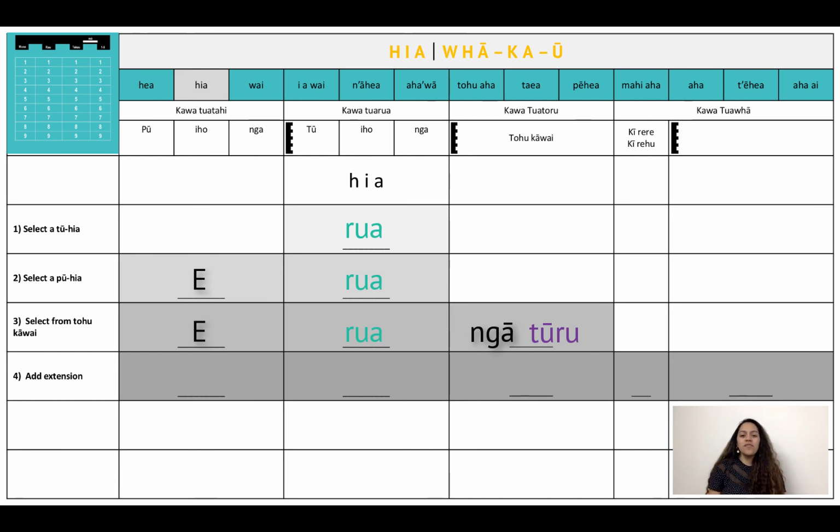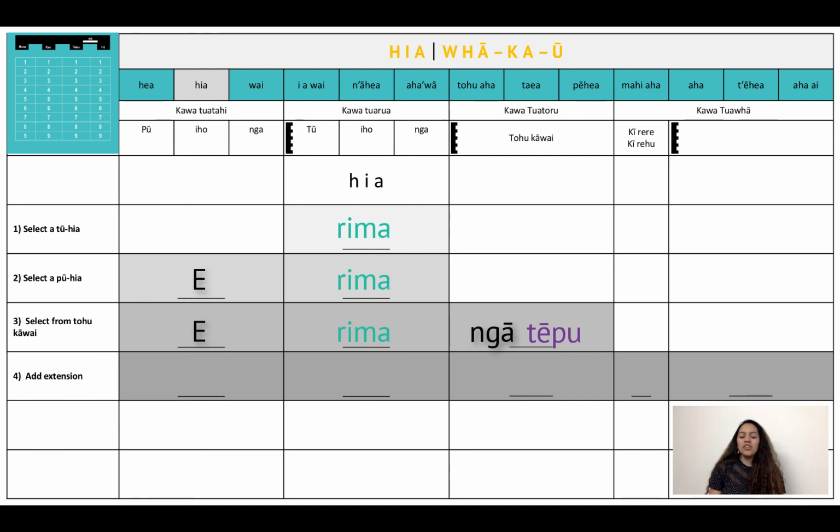Now let's deconstruct that. So taking away tohu kawa tuatoru, we're left with the kawa tuatahi and kawa tuarua. Now we take away the kawa tuatahi and we're only left with the core comment, which is obviously rua. Okay, now we're going to reconstruct. I'm going to change my number to rima. Rima, select a pū here, kawa tuatahi, e rima. And then kawa tuatoru, select from the tohu kāwai, e rima ngā tepu.